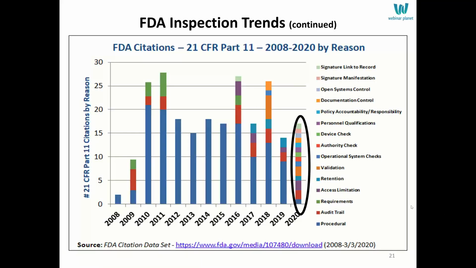These are citations that are specific to 21 CFR Part 11, the Electronic Records and Signatures Guidance by FDA, from 2008 to 2020, by the reasons listed on the right-hand side of the screen with the colored boxes. Now, up until 2015, I should say, most of the inspections done were procedural. They looked at SOPs, for example. They really weren't very well trained in Part 11 at the FDA. The inspectors came in and performed very cursory reviews up until 2015.